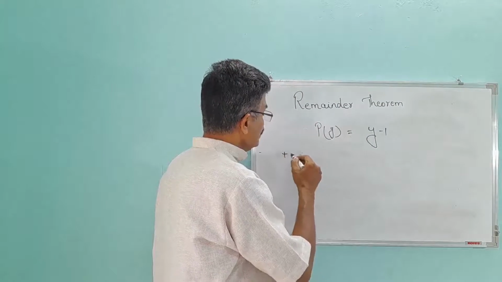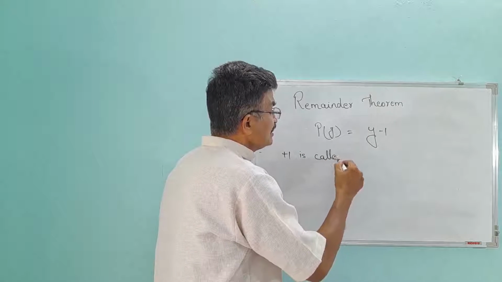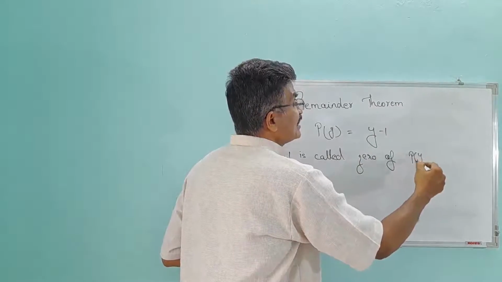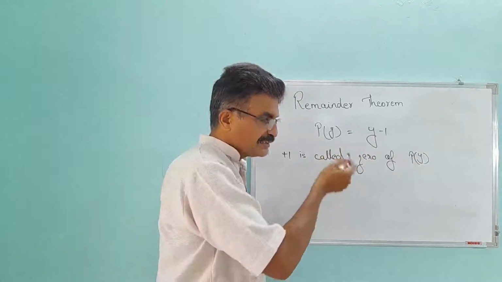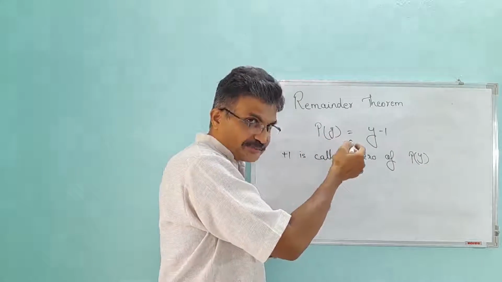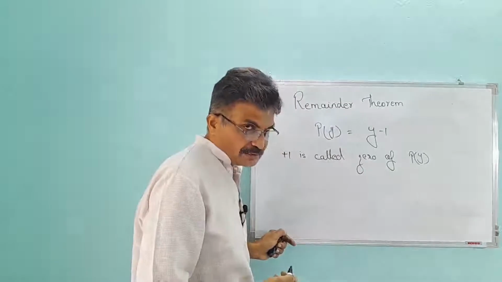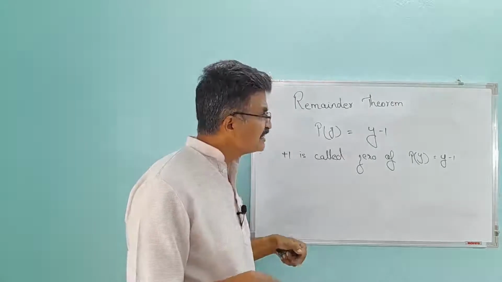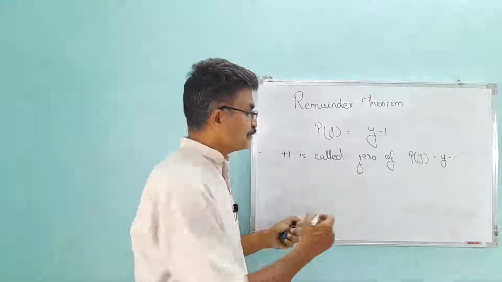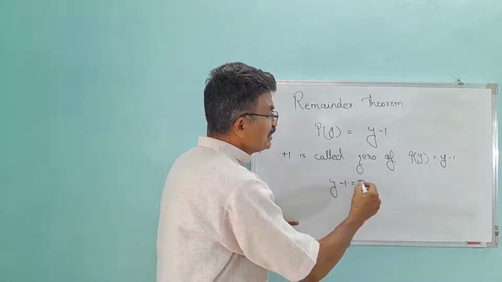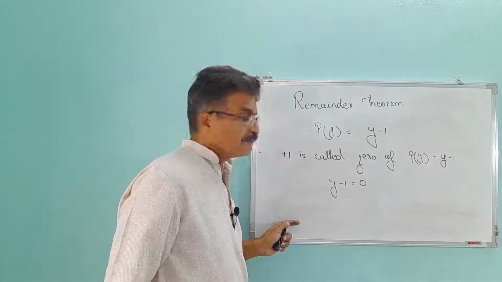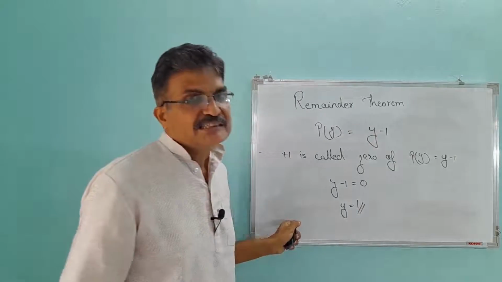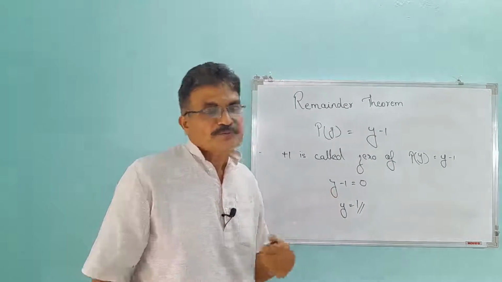Plus 1 is called zero of p(y). This is not a polynomial equation. This here represents p(y). We can use either p(y) or y minus 1. That is, zero of the polynomial is obtained by equating this polynomial to 0. How do we get the zero of this polynomial? We equate this polynomial, that is y minus 1, to 0. While we equate it to 0 and do the arithmetic, we will get y is equal to 1. Then this is called the zero of this polynomial.